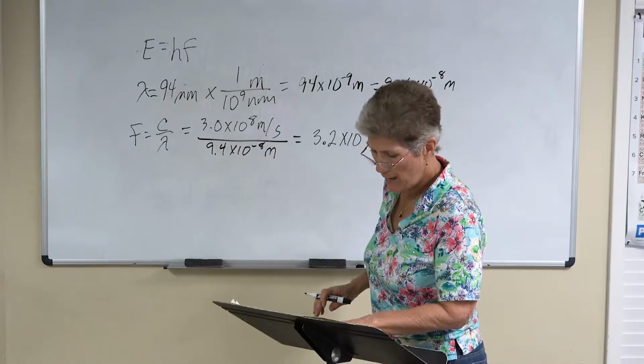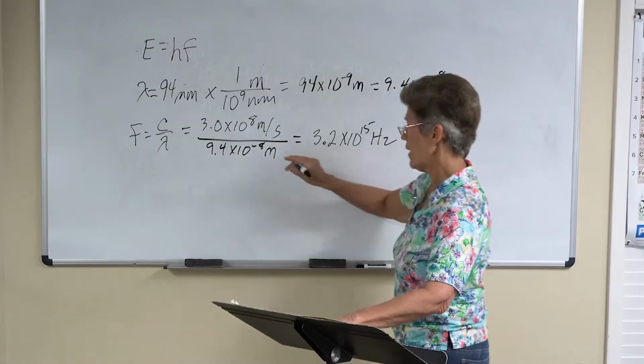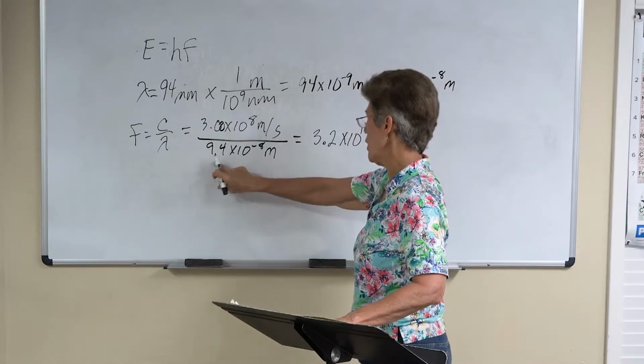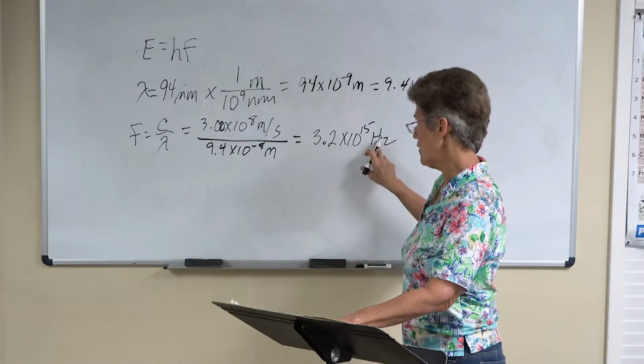And what I got from that was 3.2, because 2 significant figures, that should have 3 significant figures. But this has 2 significant figures. So this answer has to be in 2 significant figures. So 3.2 times 10 to the 15th.